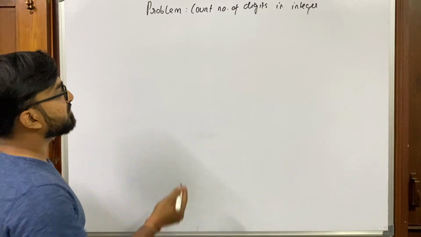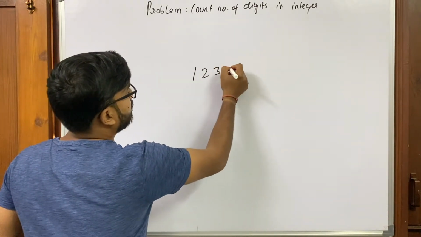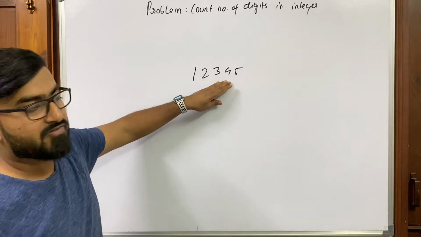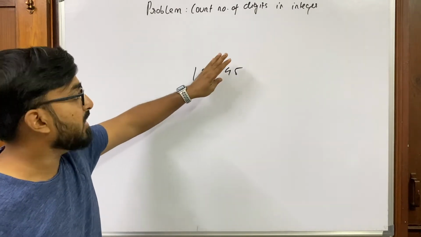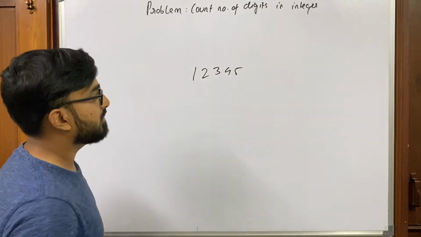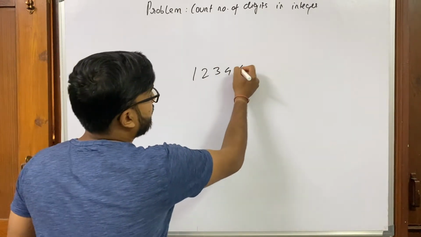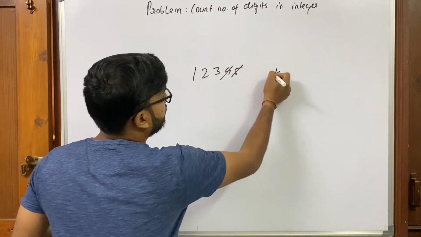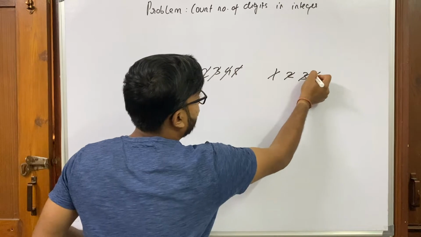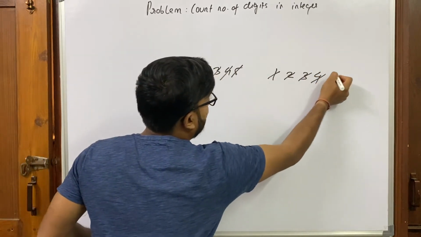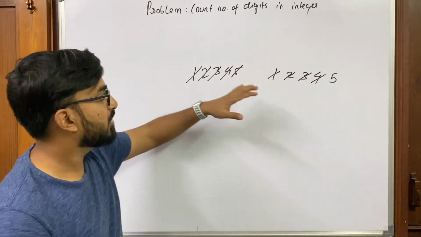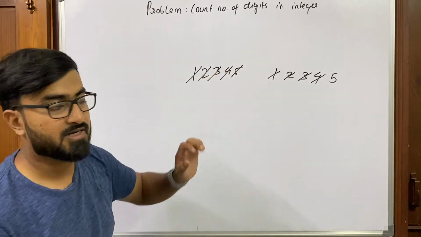Suppose I have this number 1, 2, 3, 4, 5 and I ask you how many digits does this integer have? You very quickly say 5, right? Very intuitive. So let's take this a step deeper. How do I count 5? I remove one digit, I say 1. I remove another, I say 2. I remove another, I say 3. I remove another, I say 4. And finally I remove the last one, I say 5. So this is much more of a definitive process to find the number of digits in this integer.